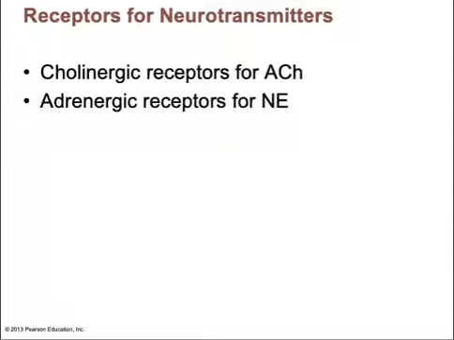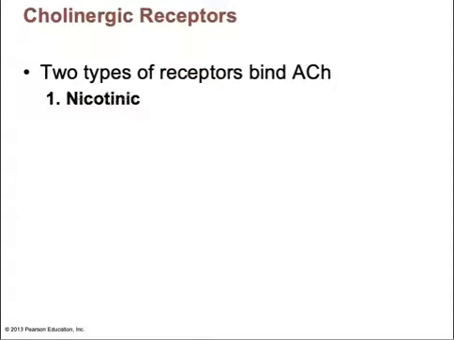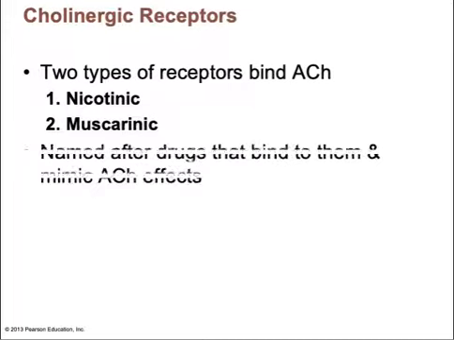Because we release different types of neurotransmitters on our targets, we have to have different types of receptors on those targets to bind to those neurotransmitters and then generate a change in the target, right? So we have cholinergic receptors on targets that are sprayed with acetylcholine and adrenergic receptors on targets that are sprayed with epinephrine. Two kinds of receptors bind acetylcholine, nicotinic and muscarinic, and they're named after drugs that were discovered that bound those receptors.